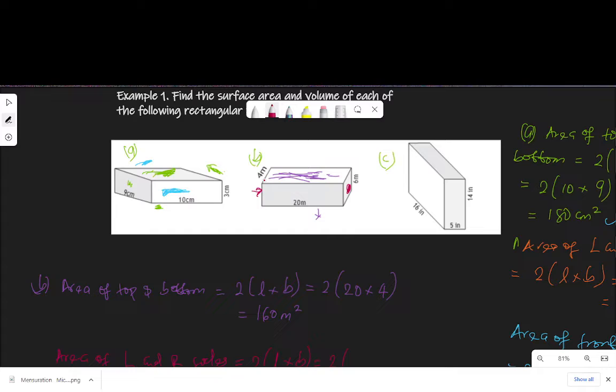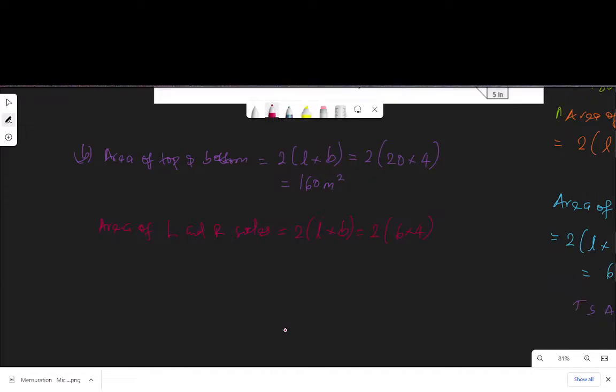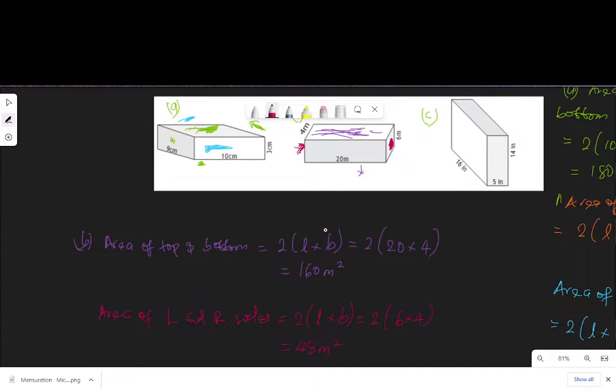And the breadth would be this 4 here. Remember, this side and this side are equal. So this is length, this is breadth. You have the shape here, exactly the same shape hidden here. So I have 6 multiplied by 4, which is 24. So 24 times 2 is 48. 48 meter square as the area of left and right side.